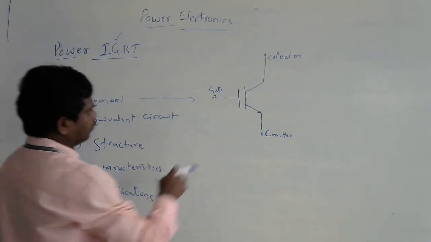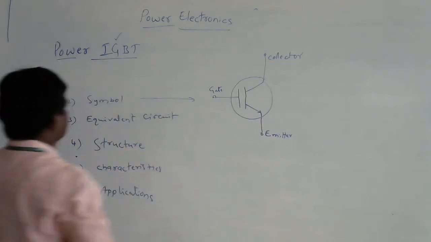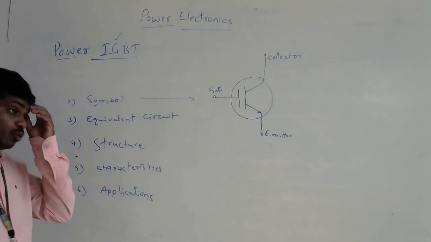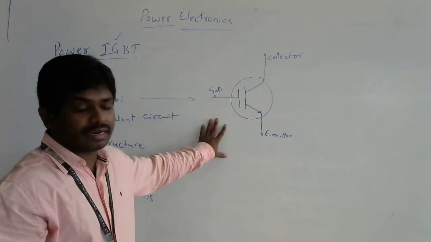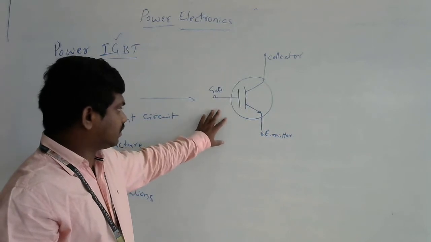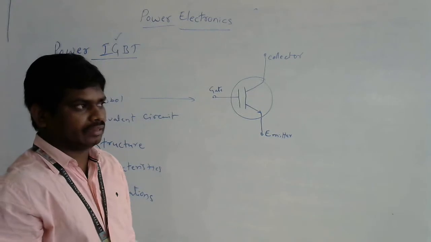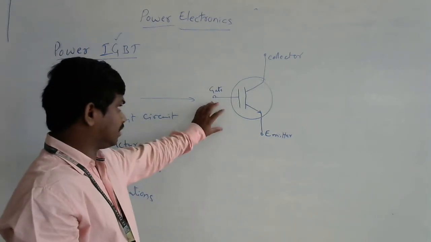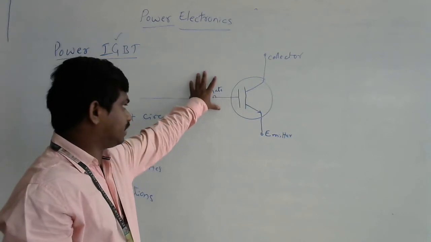So this is the symbol of power IGBT, right? Actually, power IGBTs are of two types: N channel IGBT and P channel IGBT. When you see the structure, it is like a BJT. A PNP has three layers, two junctions, and three terminals. Like that, this also has three layers, two junctions, three terminals.